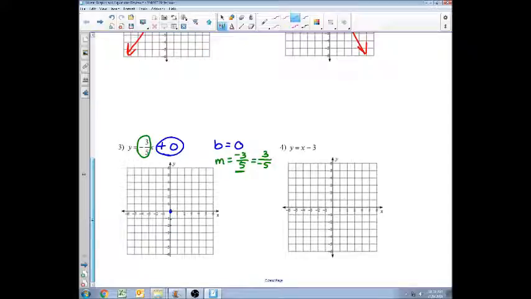So I go 1, 2, 3, 4, 5. That's my second point on my graph. My second fraction is a positive 3 over a negative 5. I'm going to start at the y-intercept, go up 3, and my run is a negative, so I need to go to the left 5. What's the last step? Well, the last step is to just connect those 3 points.